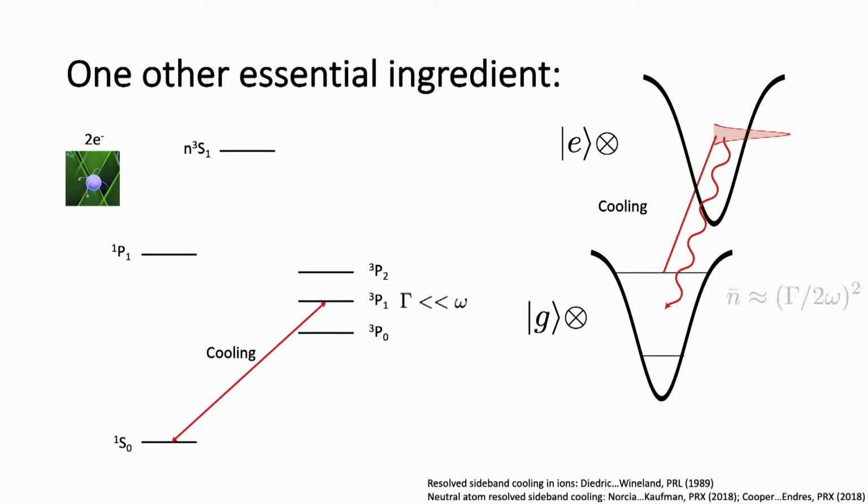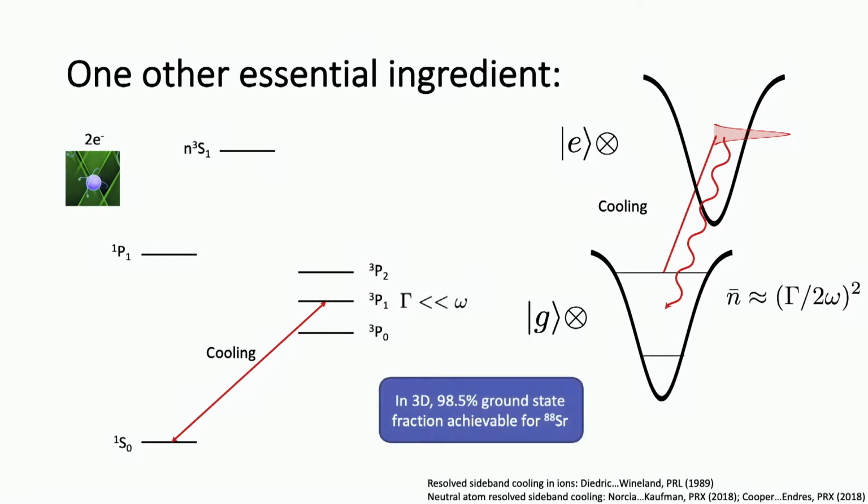The typical motional occupation after such a process is fundamentally limited by the ratio of the line width to the trap frequency squared, which has the implication that in our experiments, we expect that we could get three-dimensional ground state fractions just by laser cooling with 98.5% probability.